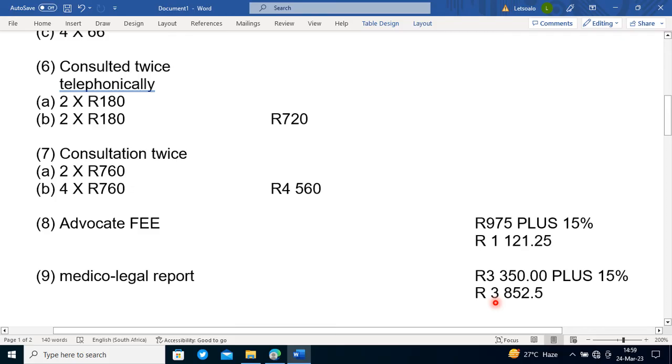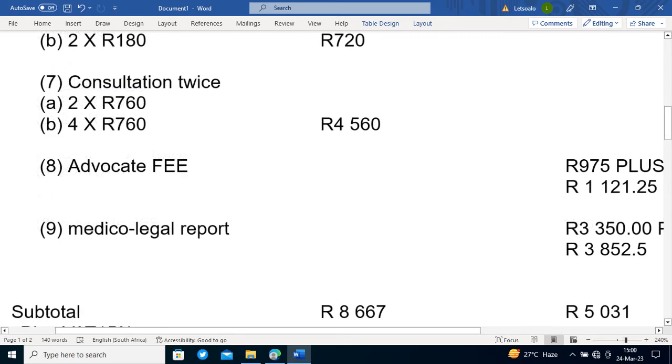So it is the report which was made at a certain hospital, so we have to include VAT. And as you can see, it stated that VAT is excluded, so we have to include VAT in this amount, which is 3,350. So we just have to say plus 15%, and then it's going to give us 3,852 rand 5 cents. Then we are not done, but almost.